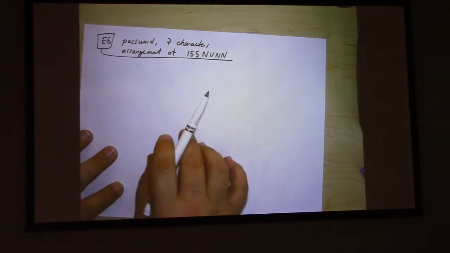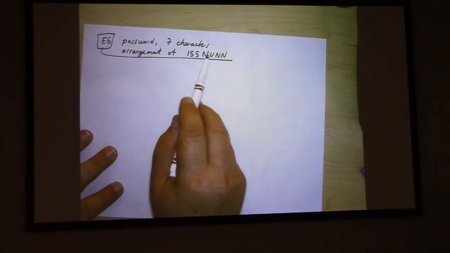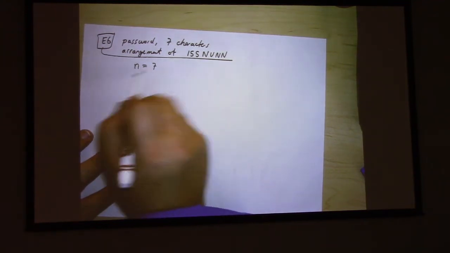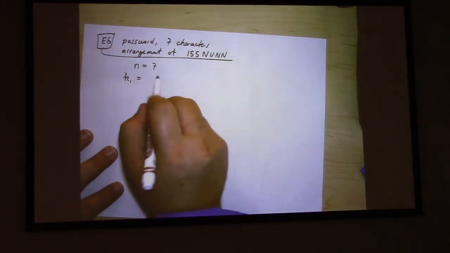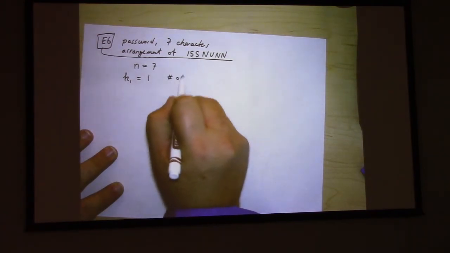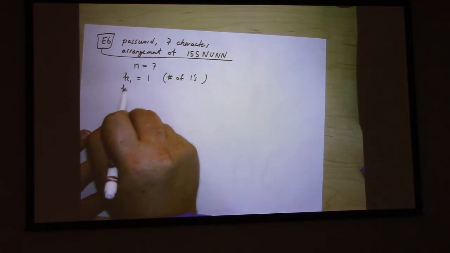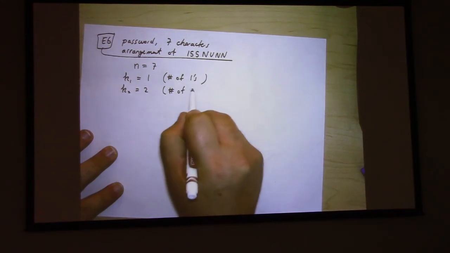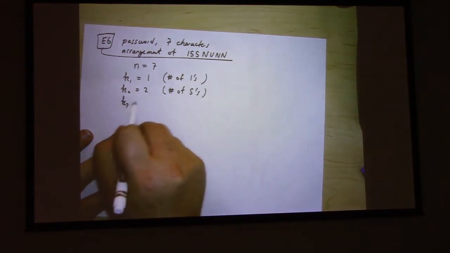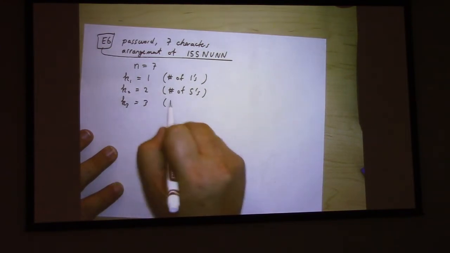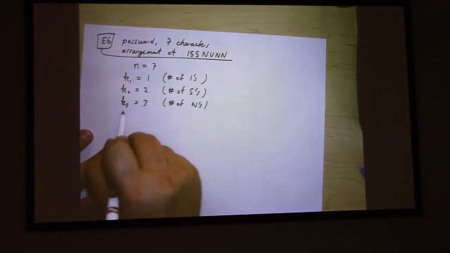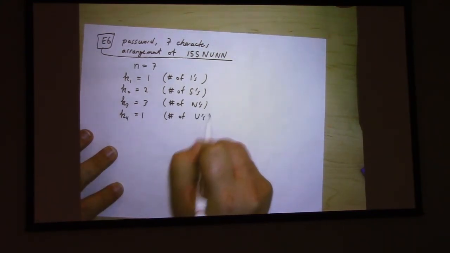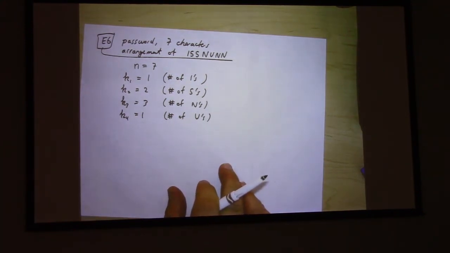And it says we're looking for permutations of the characters 15NUNN. So here the number of characters is 7. The K1 is 1. That's the number of ones. K2 is 2. That's the number of 5s. K3 is 3. That's the number of n's. K4 is 1. That's the number of u's. All right? So how many possible passwords?